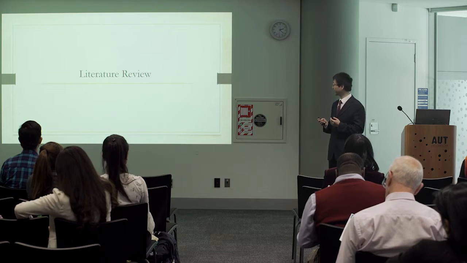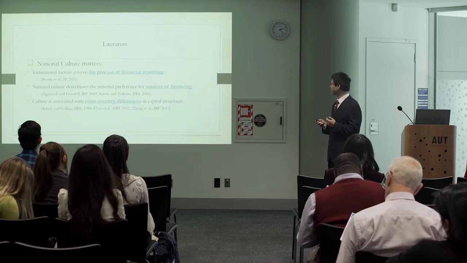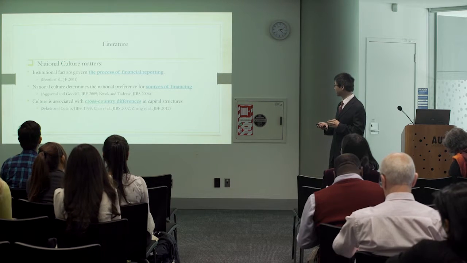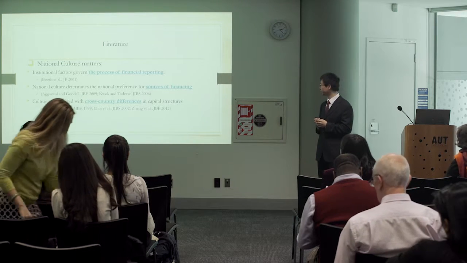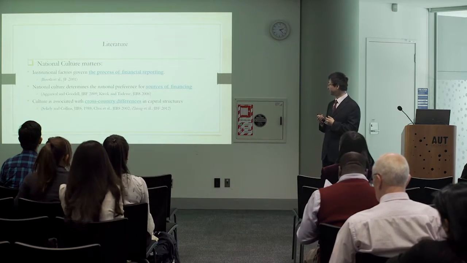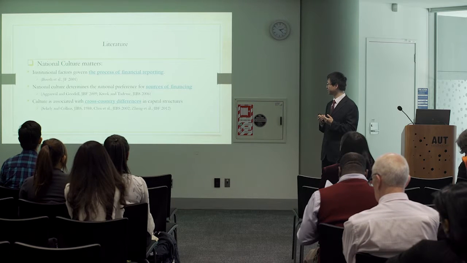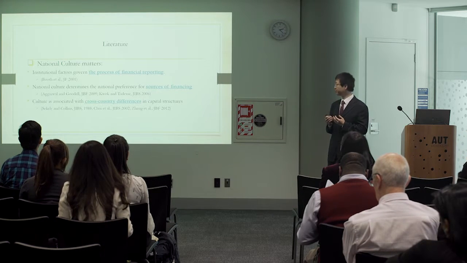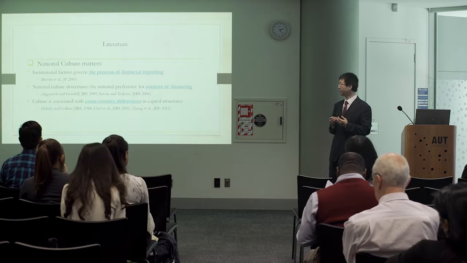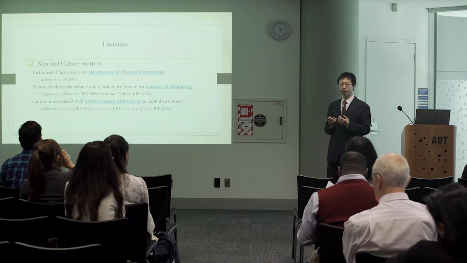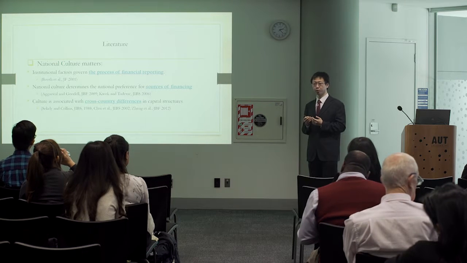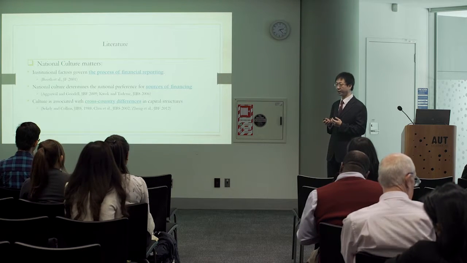In the next section, I would like to talk about the literature. There are several pieces of literature suggesting that culture can affect capital structure. For example, Booth, a paper published in the Journal of Finance, which is a top journal in finance studies. This study suggests that institutional factors govern the process of financial reporting and thus affect the capital structure of the firm. As we all know, culture is one of the important informal institutional factors, which also affects the process of financial reporting.